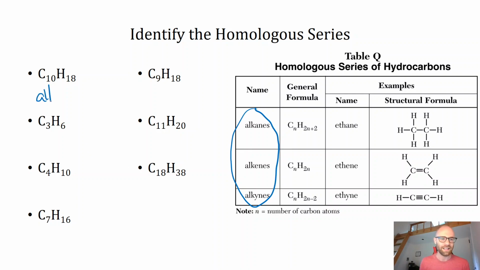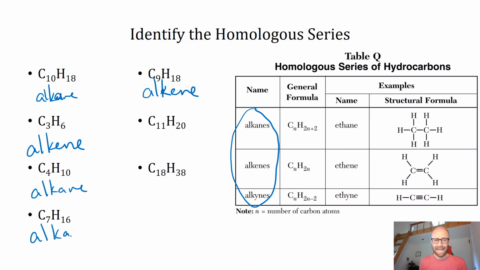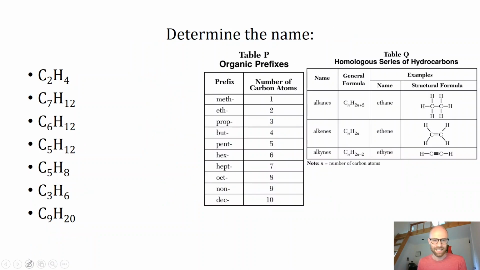This is alkane. This is alkene. This is alkene. This is alkane. This is also alkane. I have to do math quickly in my head now. 11, 22. This is an alkyne. 18 and 18 is 36, so that's alkane. Hopefully we got the same answers. If I got these wrong, please put a comment below to remind me.